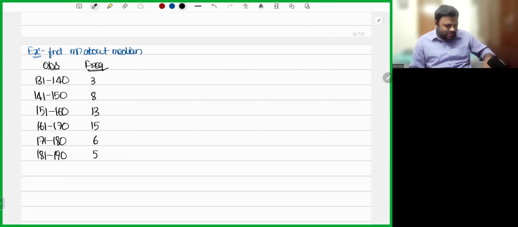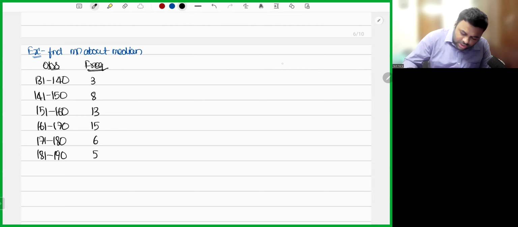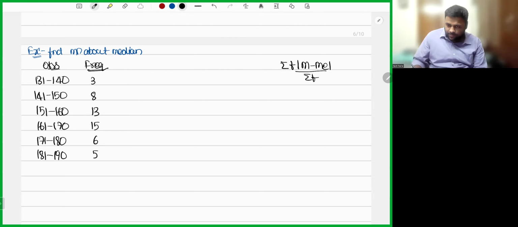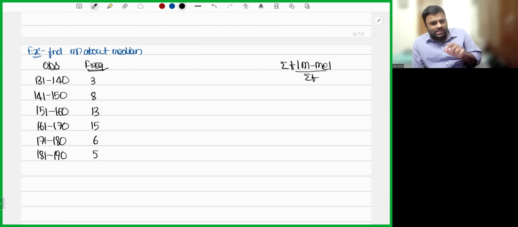So can you see it's continuous data, right? For continuous data, what will be the formula? Summation of f into modulus of m minus median, whole divided by summation of f. This is the formula. So first, my dear friends, we'll calculate the median. But can you see, unfortunately, this is inclusive data. We are supposed to convert it into exclusive data first.